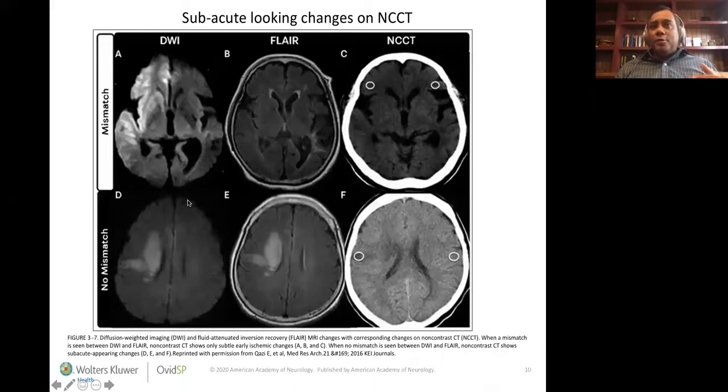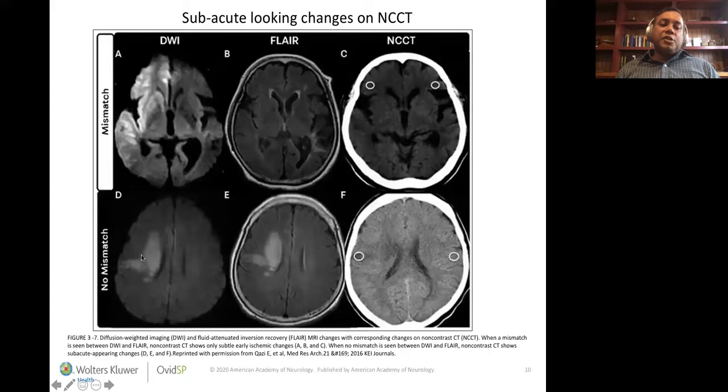Now, as you all know, DWI-FLAIR mismatch is a sense of ischemia severity and time. So the patient above, who has DWI changes and no FLAIR changes, so has a mismatch, this patient is presenting early. And therefore, the changes on the non-con CT are subtle. This means that the risk of bleeding with thrombolysis is on the lower side.